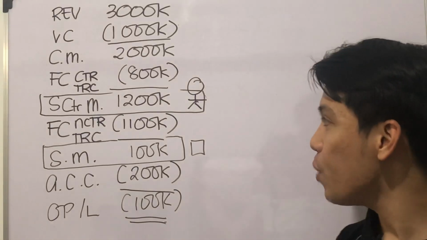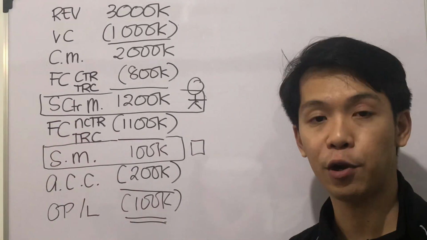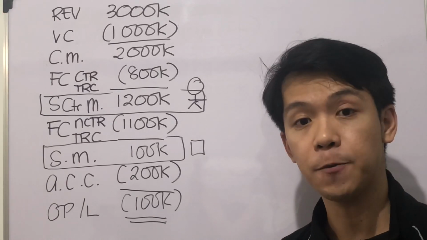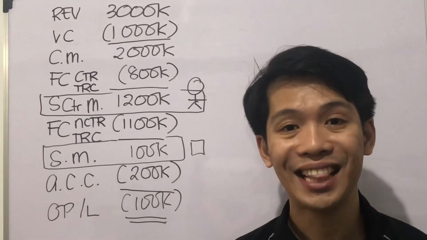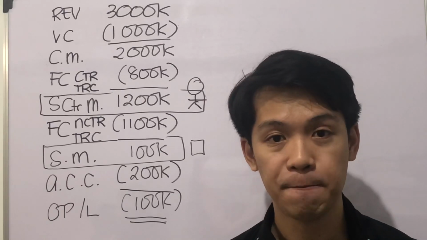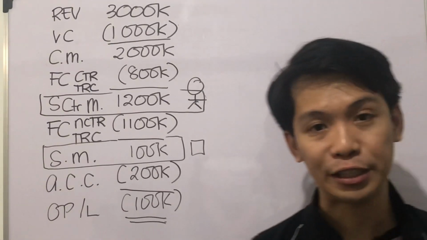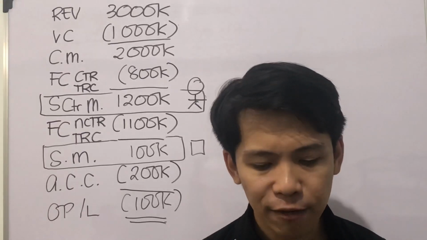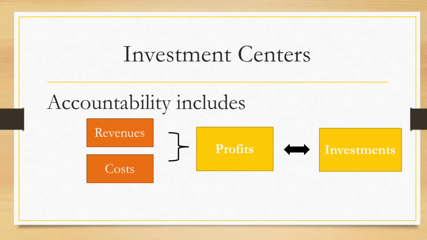Again, if we want to evaluate the person in charge, the general manager, the subordinate level manager, use the segment controllable margin. If you want to evaluate the segment itself, use the segment margin. That is how you use the segmented income statement. Now, for the segmented income statement, we are going to use this for profit centers and investment centers. Now, for investment center, we have to take into account the fact that the accountability of the manager would include revenues and costs, that is, when combined, would mean profits, as well as the effective utilization of the investments. That is, whether the investments are worth investing.